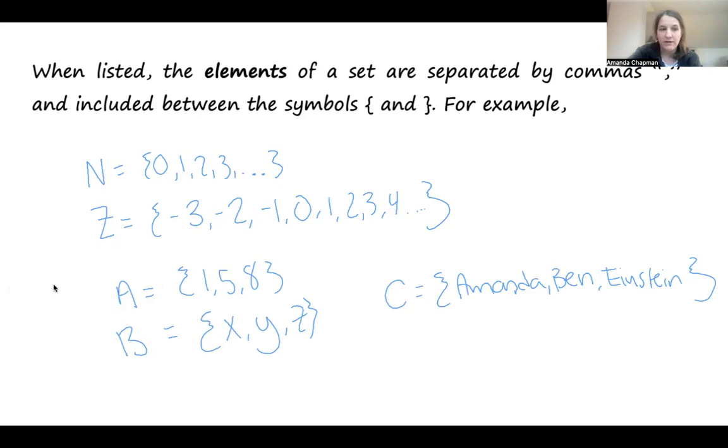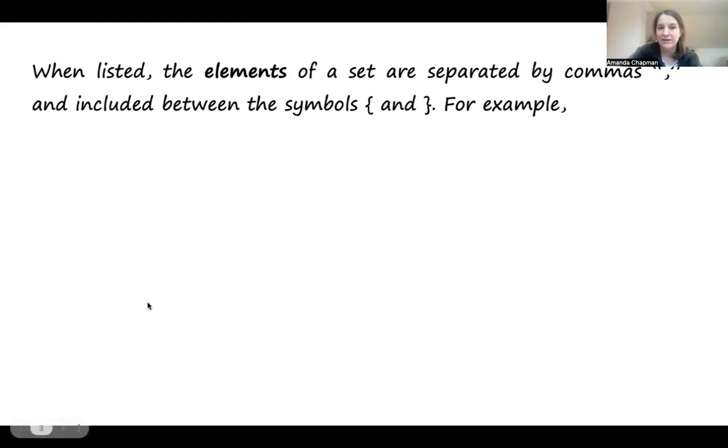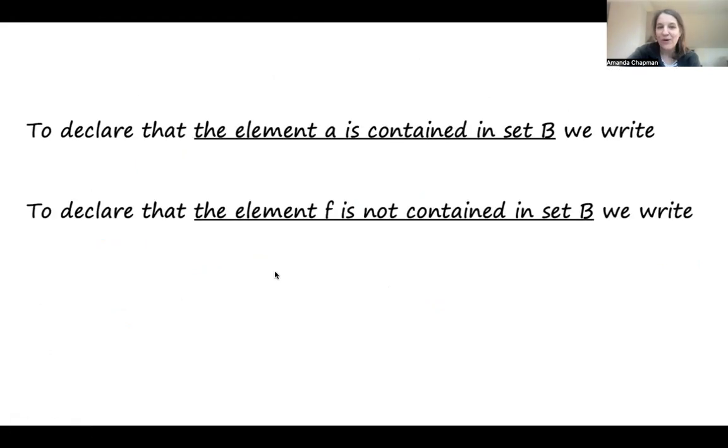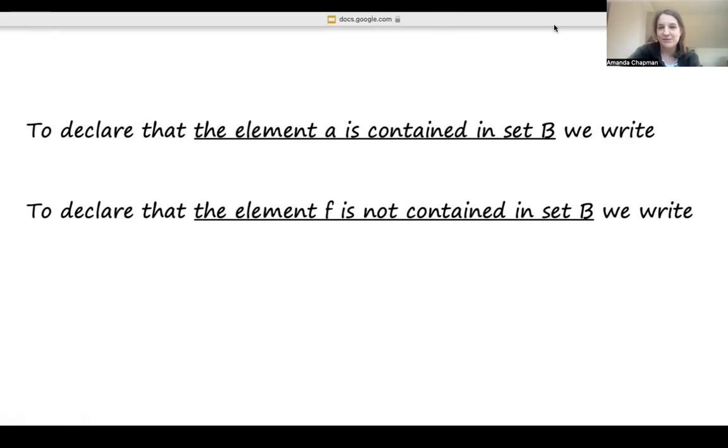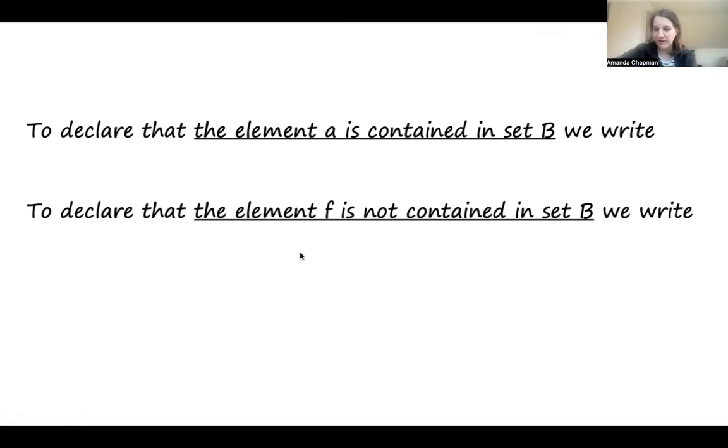So now you kind of have an idea of what a set is, and it seems easy, right? Well, it can get more complicated. We have to know the notation because in probability, they use these notations all the time, so we need to know how they write them. To declare that an element is contained in a set, let's say that A is in set B, we're going to write this symbol, kind of like a little euro symbol, but more curved. A is in set B.